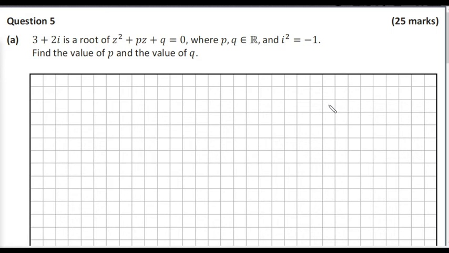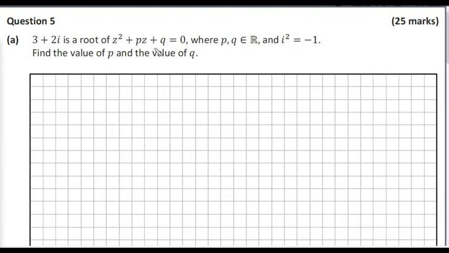Leaving Cert Higher Level 2019, Paper 1, Question 5. So this is the complex number question from 2019, and in part A it says here 3 plus 2i is a root of z squared plus pz plus q equals 0, where p and q are real numbers and i squared of course is equal to minus 1. Then it says find the value of p and the value of q.